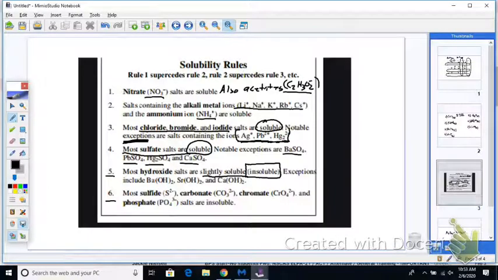And then on the last one, it says all of these are insoluble. But guess what supersedes them? If there was something in number 2. So if number 2 comes into account and it's with any of these, you write an AQ.